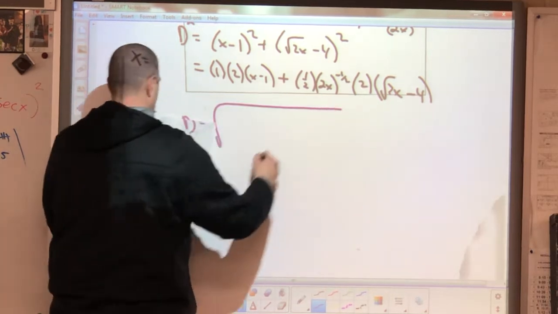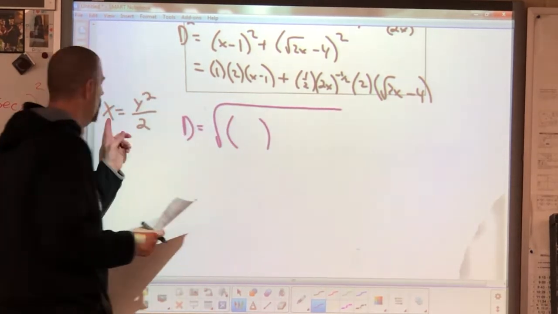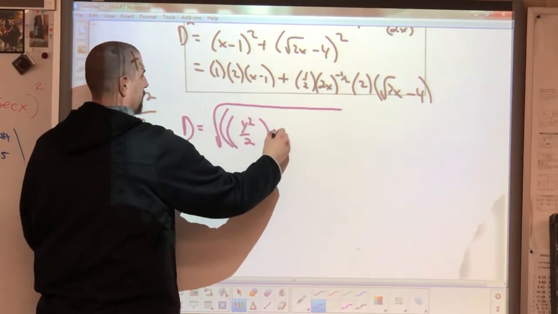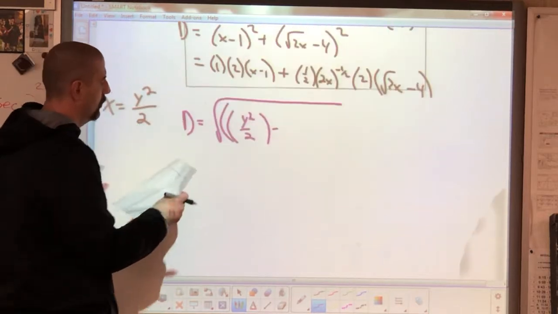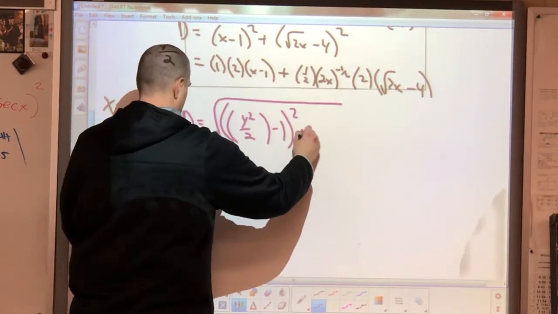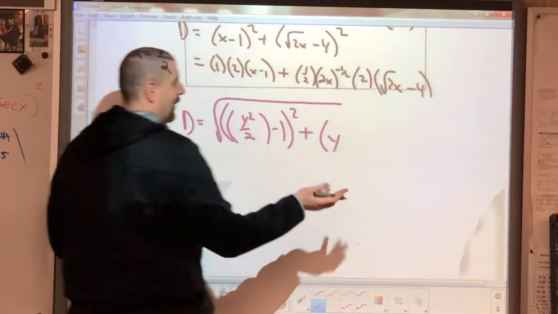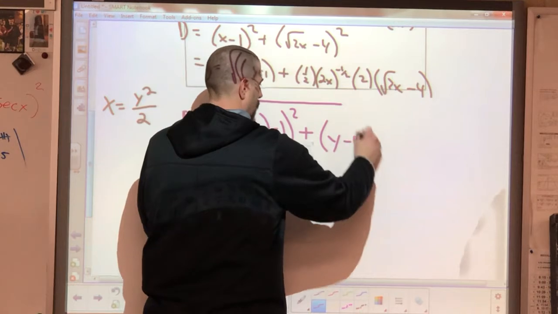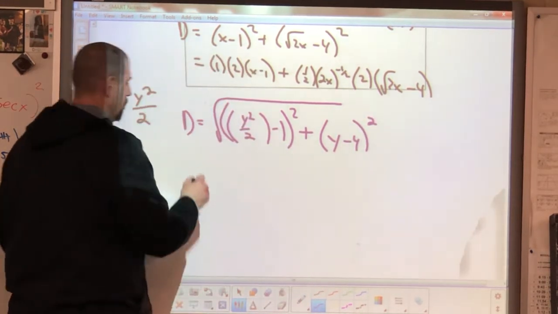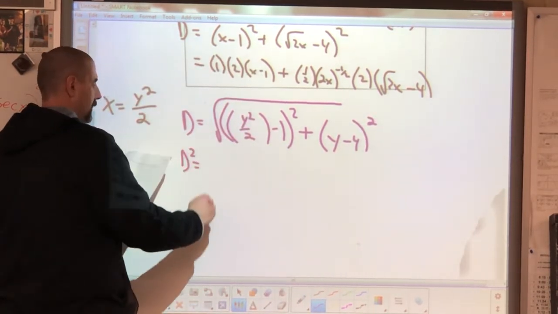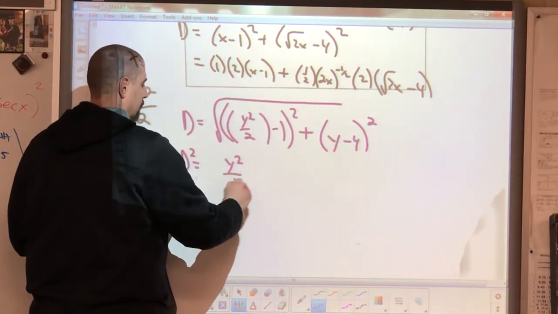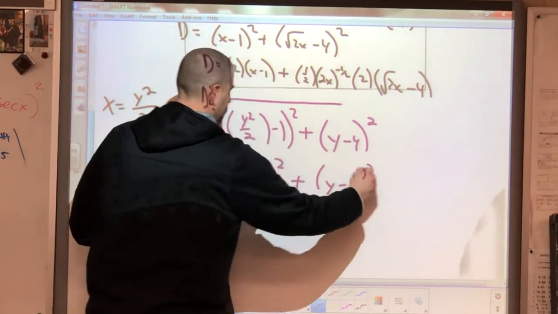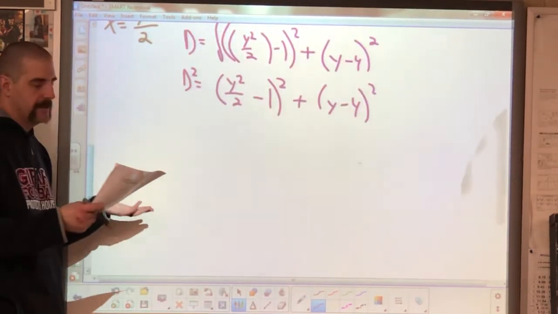So here, now when we have x, we're going to plug in y squared over 2, minus, again, we're still using the point (0, 4), so minus 1 squared, plus y, now I can use y because we're in the y realm. We don't know x, so minus 4 squared. So square both sides, you're going to get d squared equals (y squared over 2 minus 1) squared plus (y minus 4) squared. Now, this is much easier to take the derivative.